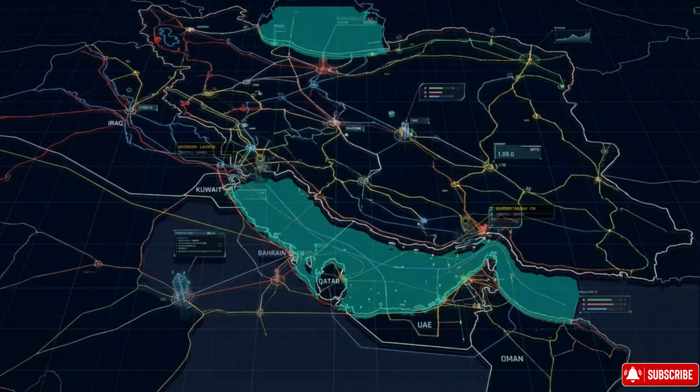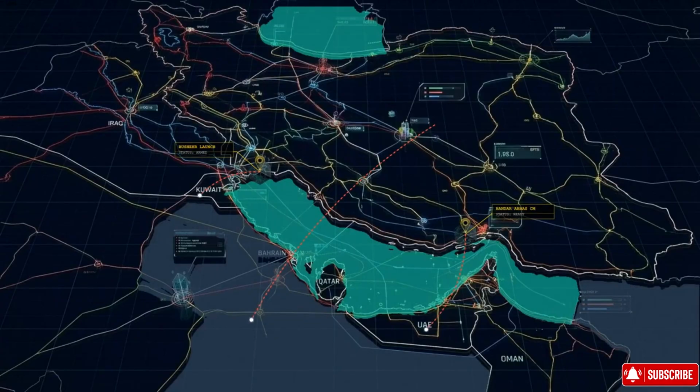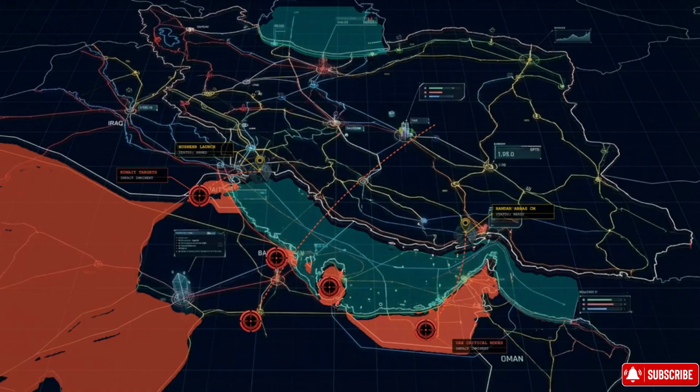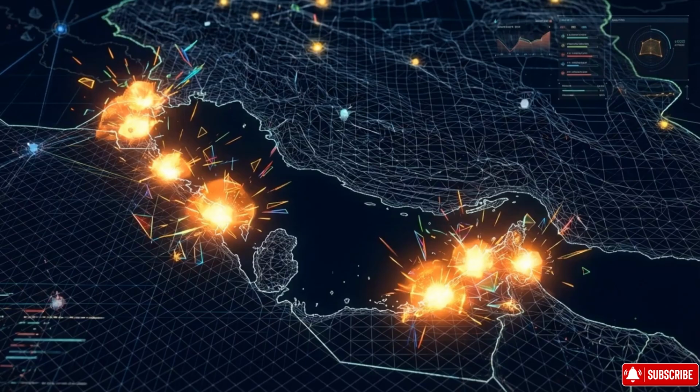Next time, we will use this exact map to plot Iran's retaliatory drone strikes across the Gulf, which is the only way to track the fallout of the war's next phase.